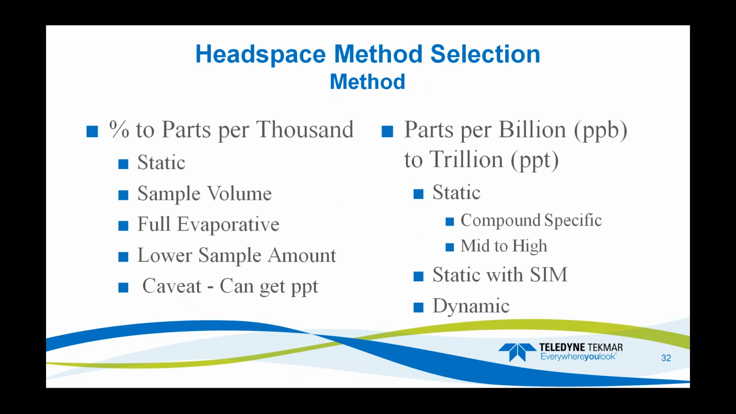And again, I want to point out one caveat. We can get down to the parts per trillion on that if we use SIM mass spec, the VPH application note that we have on our website. We also did benzene in sodas at very low levels by doing SIM scan on a GC mass spec. If you're going to go to parts per billion to parts per trillion, again, static can be used. It's very compound specific, and it's mid to high parts per billion. With static, you can get down to parts per trillion with the SIMming, but typically we would do parts per billion to parts per trillion with the dynamic headspace method.